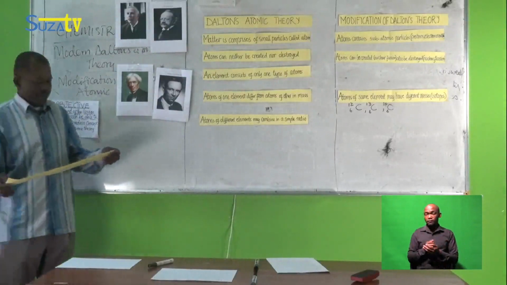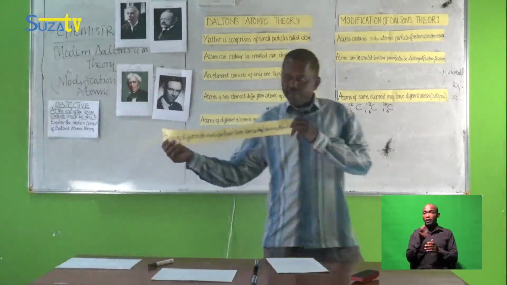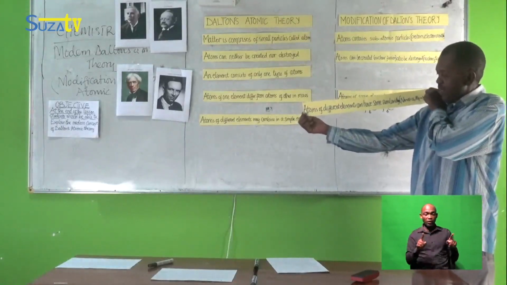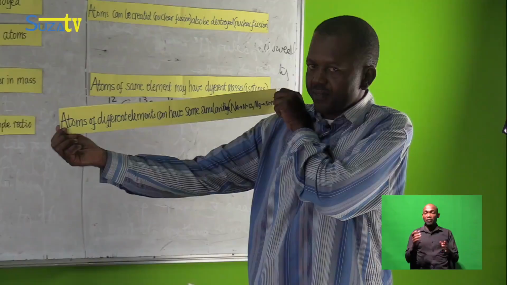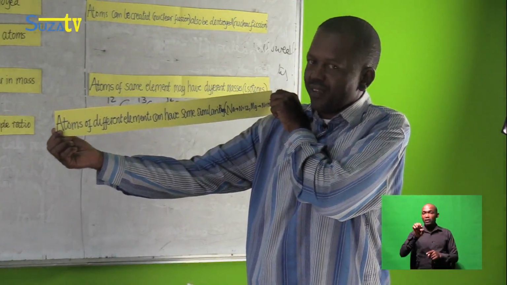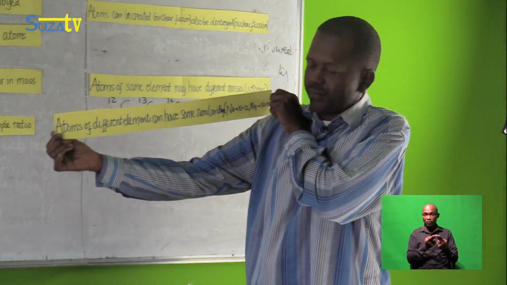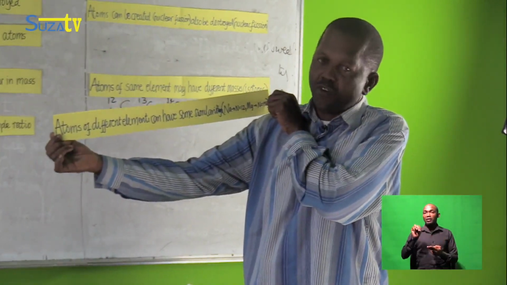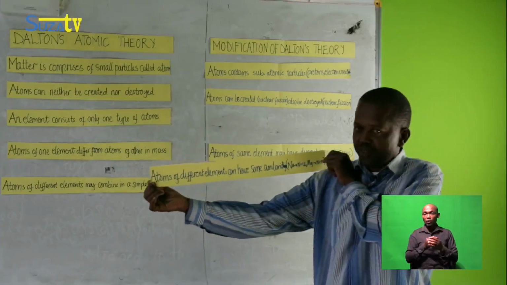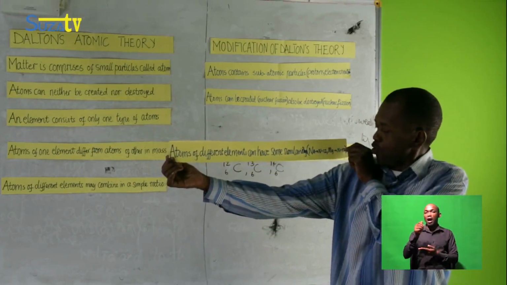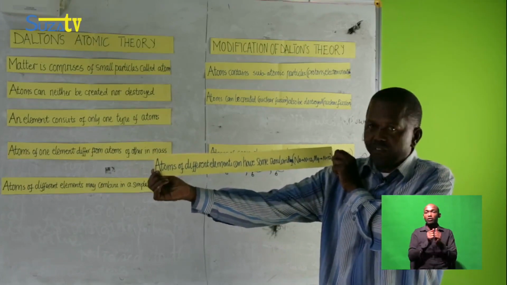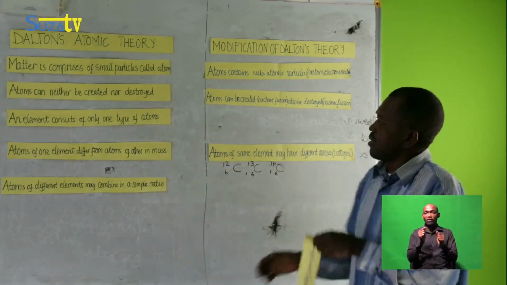We have another postulate. It says atoms of different elements can have some similarities. For example, sodium: the number of neutrons in an atom of sodium, we are talking about subatomic particles, is 12. Then also, the number of neutrons for magnesium is also 12. So they both have 12 neutrons.